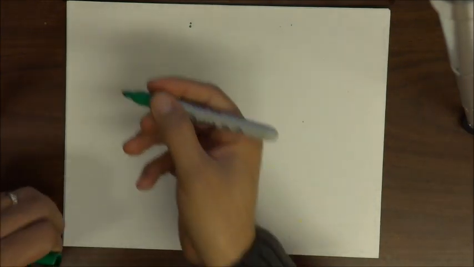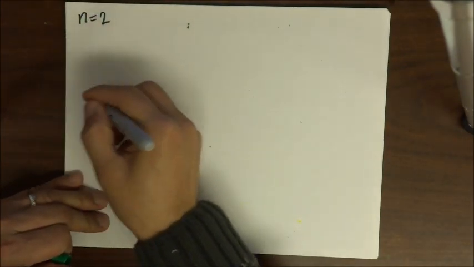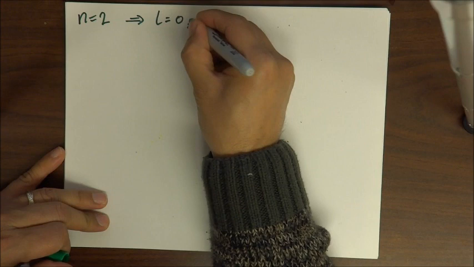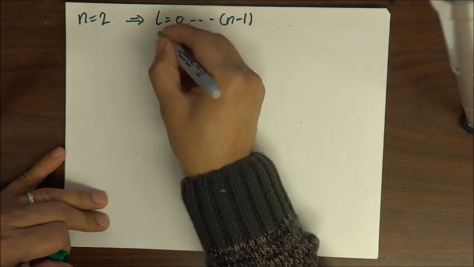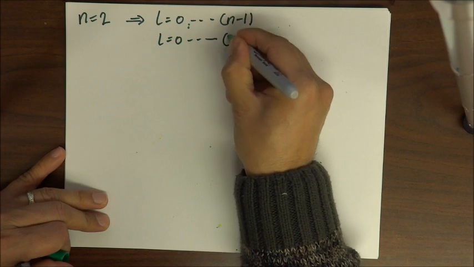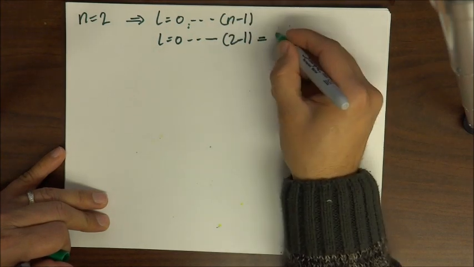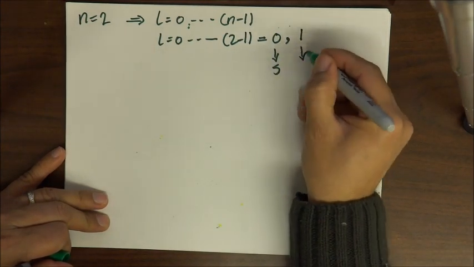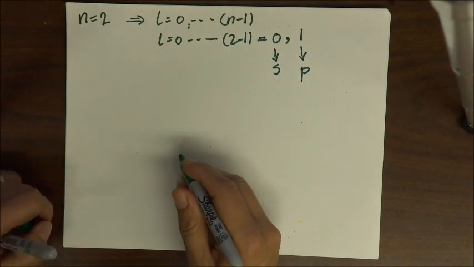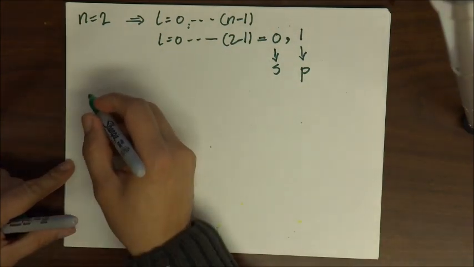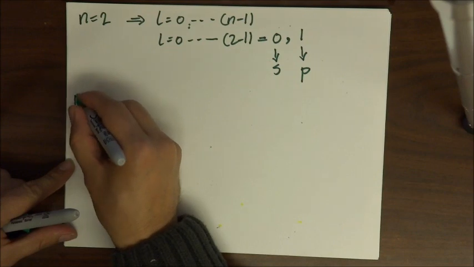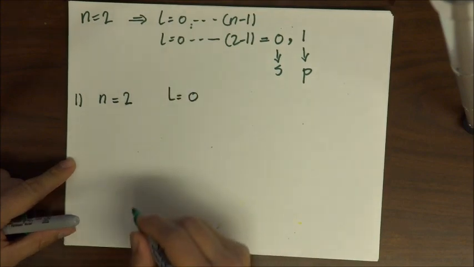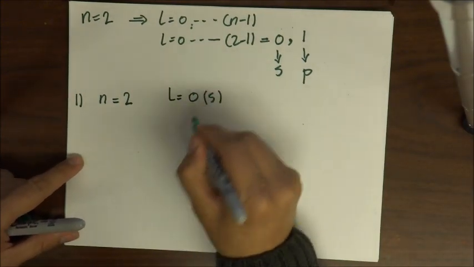Now I go through n equal 2. n equal 2 gives you L equal 0 to n minus 1, L 0 to 2 minus 1. So we have two answers, 0 and 1. When it is 0 it is an s orbital, when it is 1 it is a p orbital. Go with the first case, that is n is equal 2 and L is equal 0, which is an s orbital.